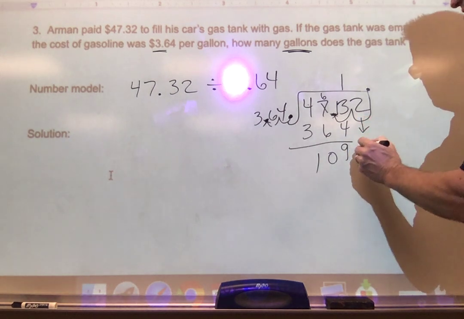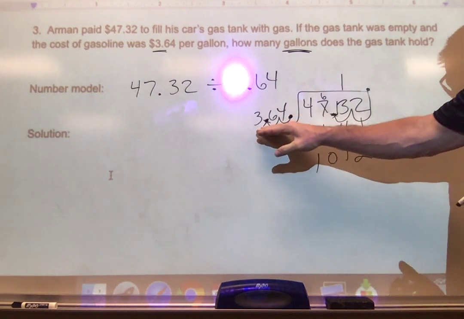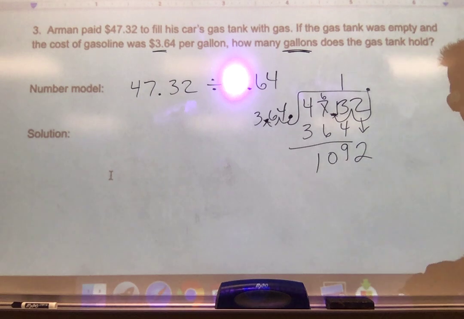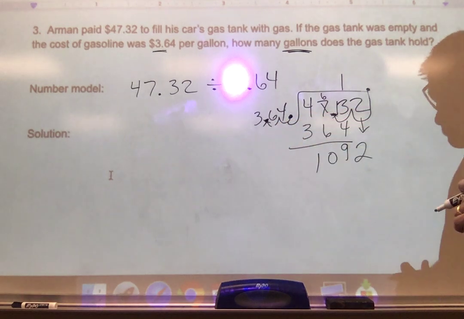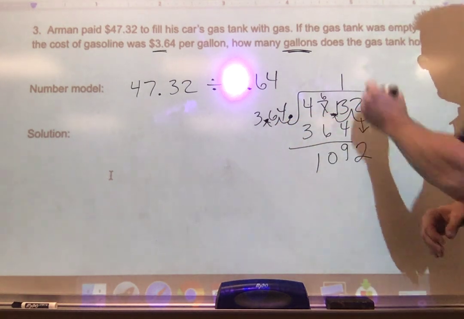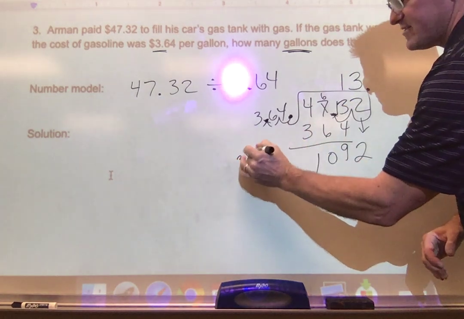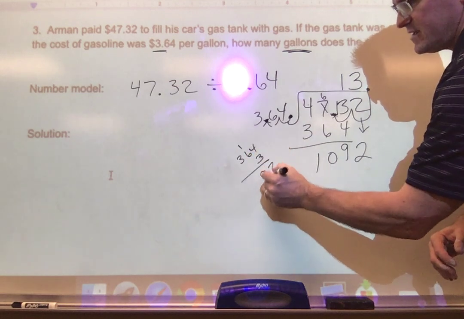So I bring down my 2, and I start over again. If I have 1,092 divided into groups of 364, if I'm just thinking 300 times 3 is 900. So I know it's probably going to be 3 or 4. 4 might be a little bit too big because I have 364, not 300. So I'm going to try 3 off the bat. And sometimes before I even write that up there, I'll just go off to the side and take 364 times 3. 3 times 4 is 12, 18, 19.